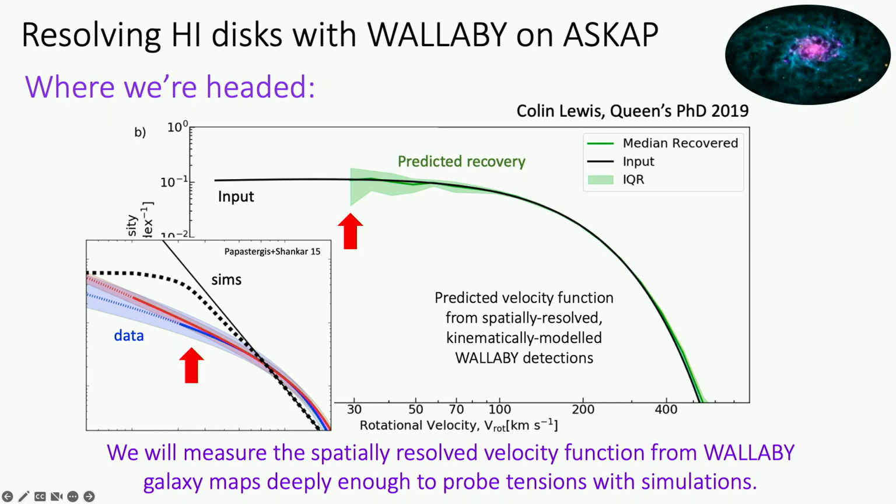So where we're going here in the next couple of years as Wallaby collects data is the aim to measure the spatially resolved velocity function from Wallaby galaxy maps. And we're going to do it deeply enough to start quantitatively comparing theory and observations in a situation where we know exactly how the atomic gas disks are embedded inside their apparent dark matter halos.